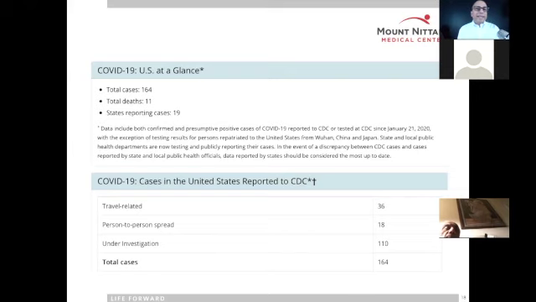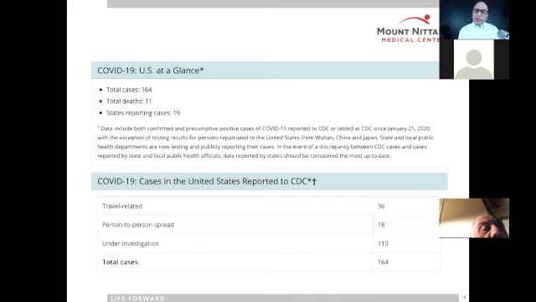This is COVID-19 at a glance today, as of this morning. Won't belabor this because you can get this from a zillion sources, including every night in the news and so on and so forth. Importantly, that person-to-person spread in the United States has become fairly well established now. And if you see at the bottom of the slide, there are 18 instances of direct person-to-person spread.